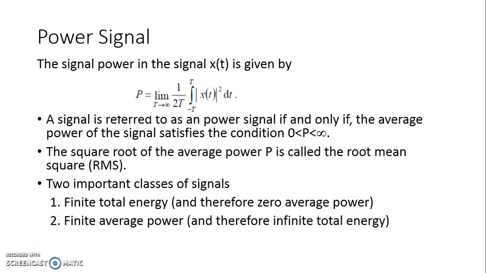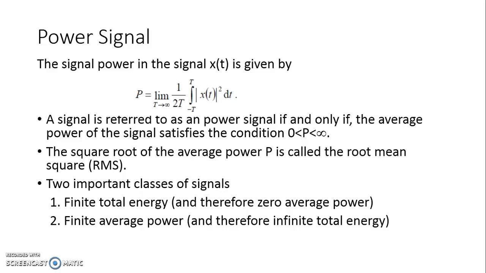The power of the signal is given by P equal to the limit as T tends to infinity of 1/(2T) times the integral from −T to T of the squared magnitude of x(t) dt. The signal is referred to as a power signal if and only if the average power of the signal satisfies the condition 0 < P < infinity. The square root of the average power is called the root mean square.